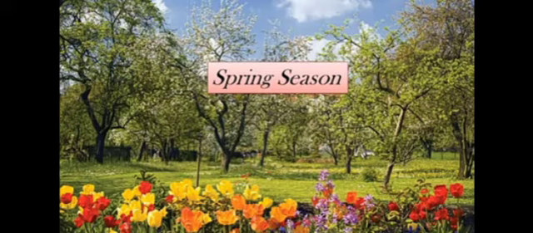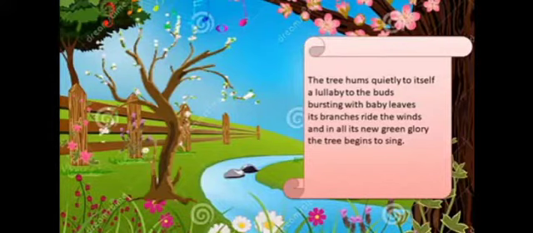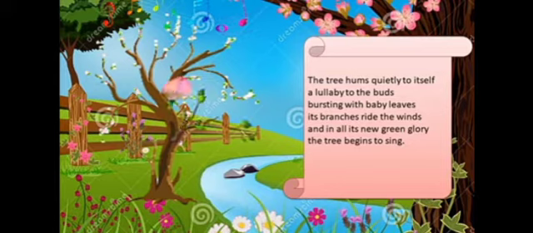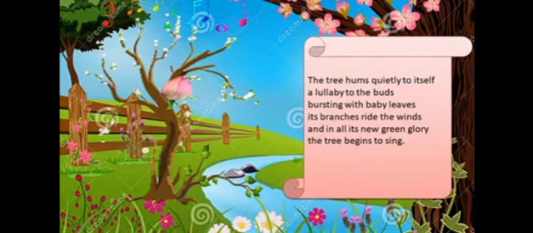So the first season that we are going to learn is the spring season. A tree in spring does not look the same as in winter. So let's see how its appearance and character change. Spring. The tree hums quietly to itself, a lullaby to the buds. Bursting with baby leaves, its branches ride the winds, and in all its new green glory, the tree begins to sing.